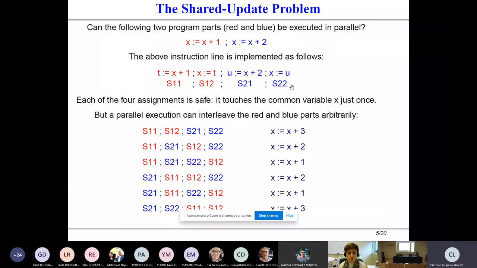So there are six cases, and you see you get different responses, different results. This is really interesting. Try it if you have a multi-core laptop. You can try this on longer computations, and you will see that with every parallel execution, you get a different result. So that's, of course, not good. x equals x plus 1 and x equals x plus 2 can be commuted, so executed in either order, but they cannot be executed in parallel.